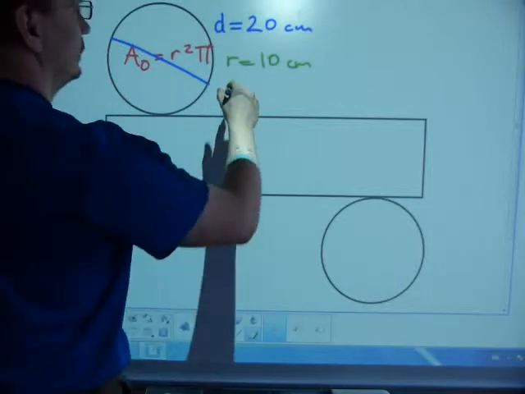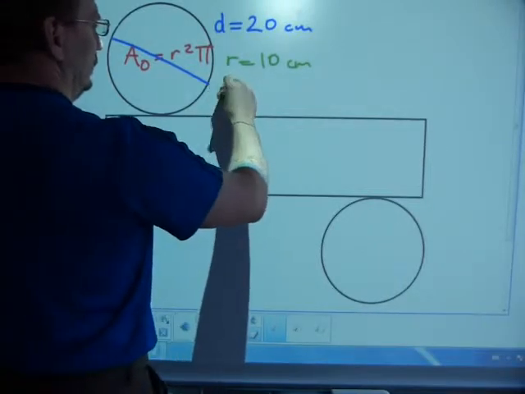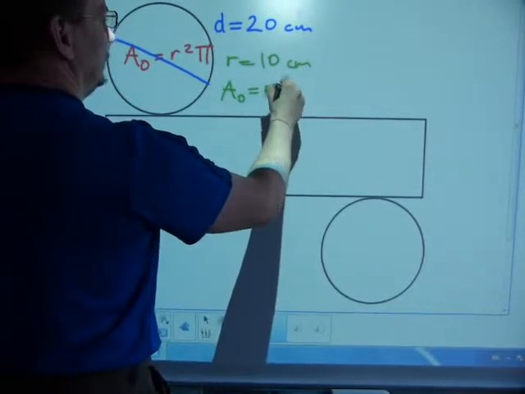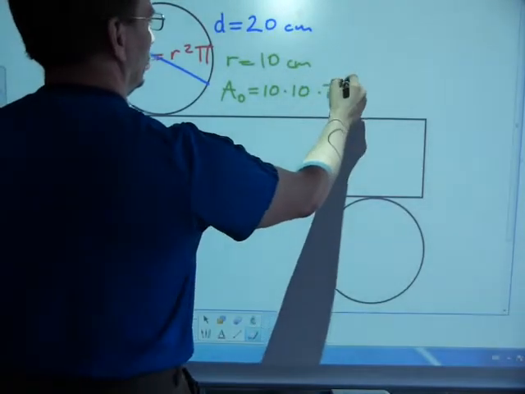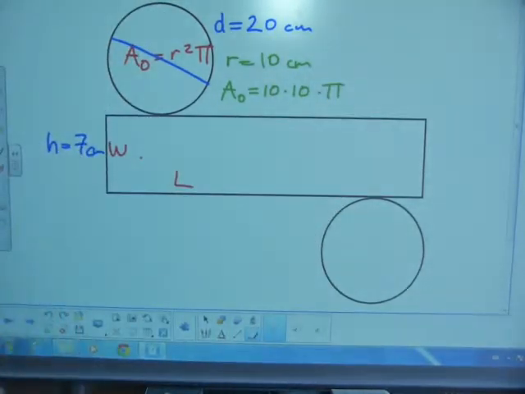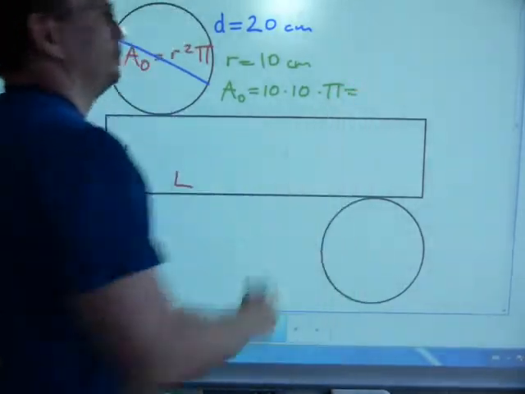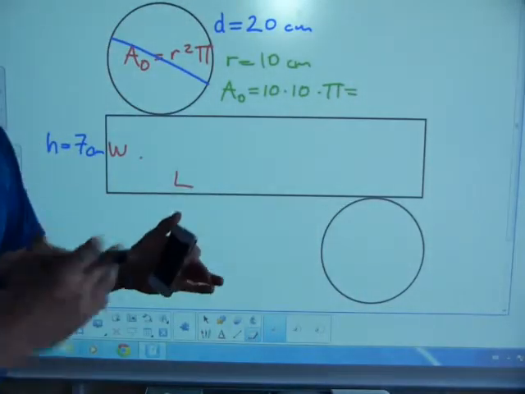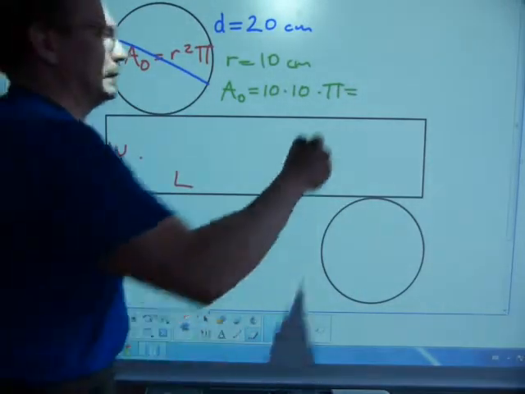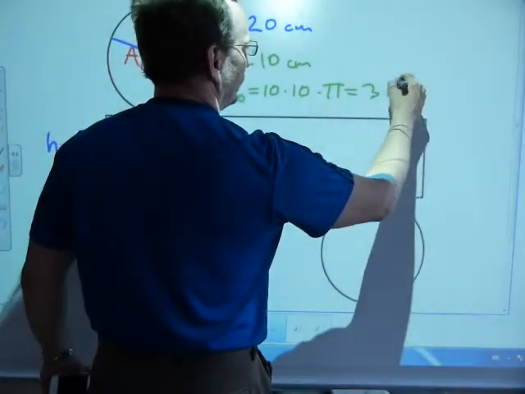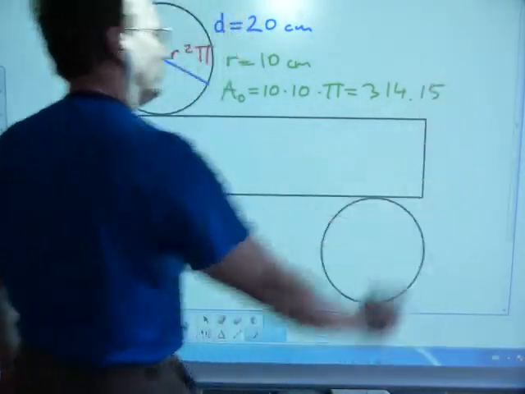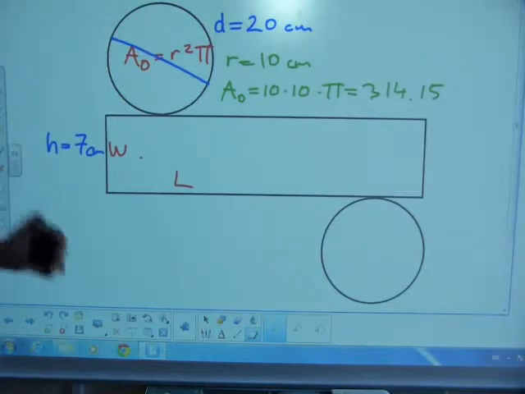The area of the circle is 10 times 10 times pi, which will equal, because pi is 3.14, I'm not going to do it on a calculator, okay, please. It's 314.15 centimeters squared.